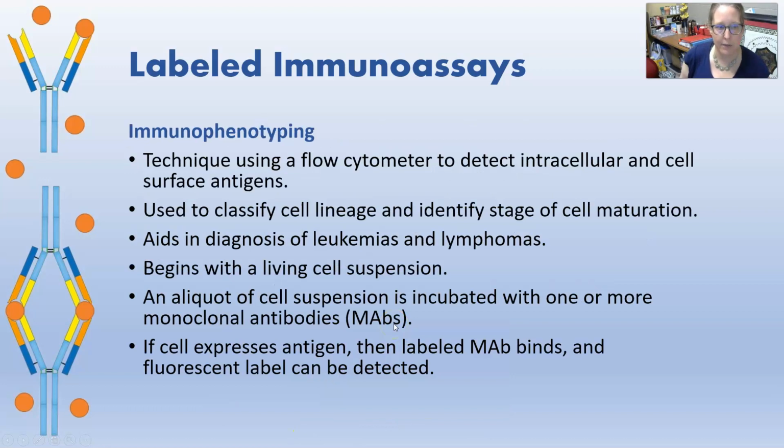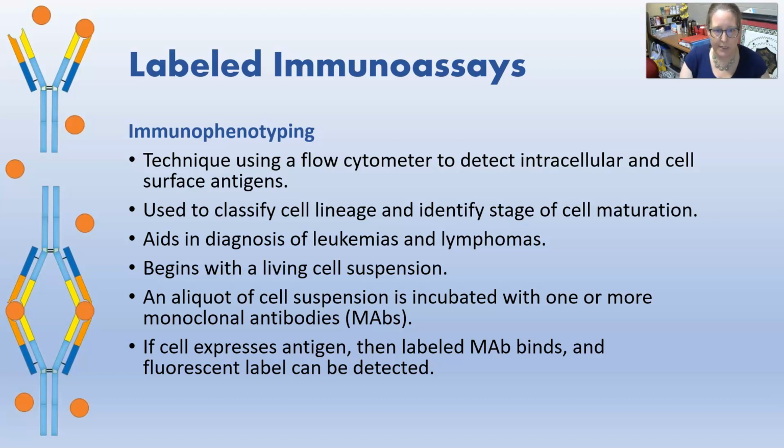And then lastly, we have immunophenotyping. It is a technique that uses a flow cytometer to detect intracellular and cell surface antigens. It is used to classify cell lineages and identify stages of cell maturation. So this can aid in the diagnosis of leukemias and lymphomas.